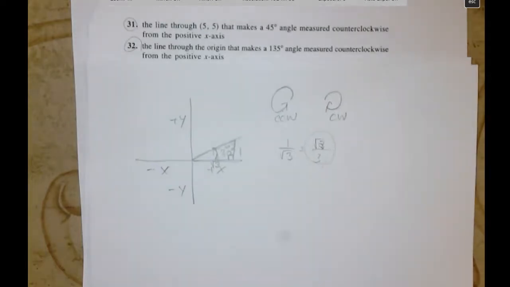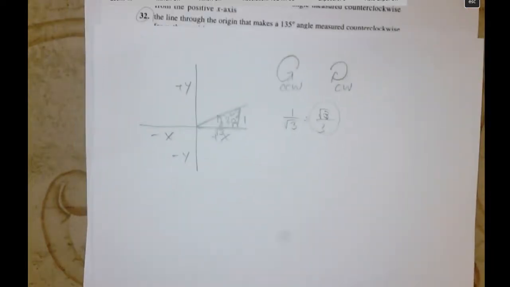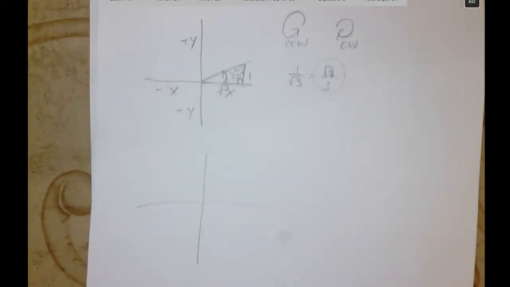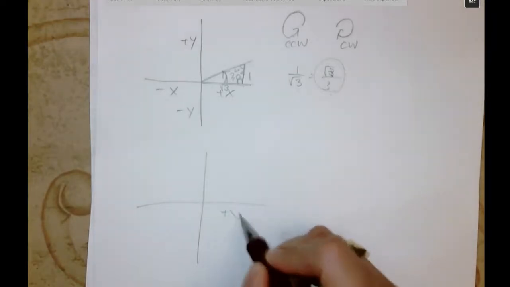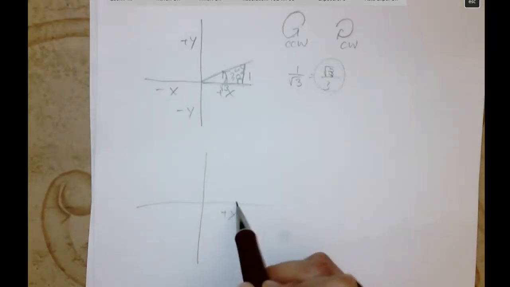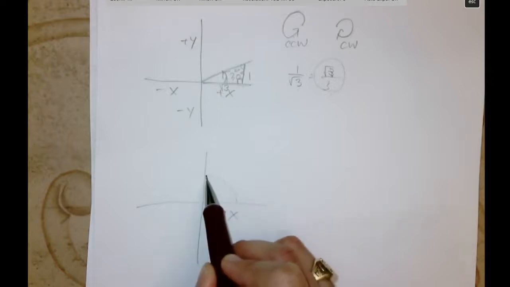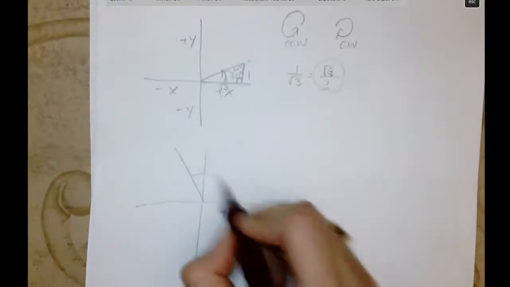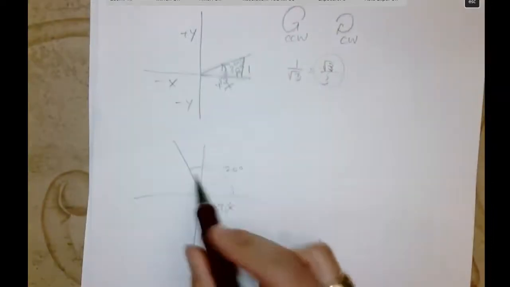Now I tell you to get the slope of a line that is 120 counterclockwise from positive x. Stop the video and try to do it yourself. Okay, 120 counterclockwise from positive x. Positive x is over here. 120 means you go 90 and then 30 more, right? So this is 120 counterclockwise.